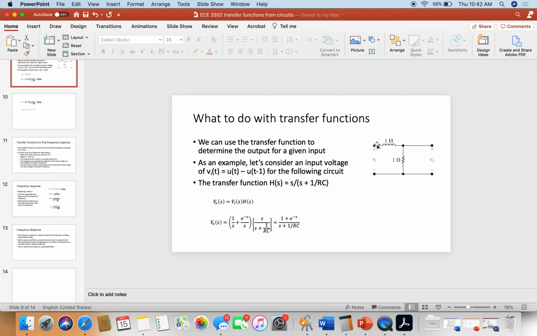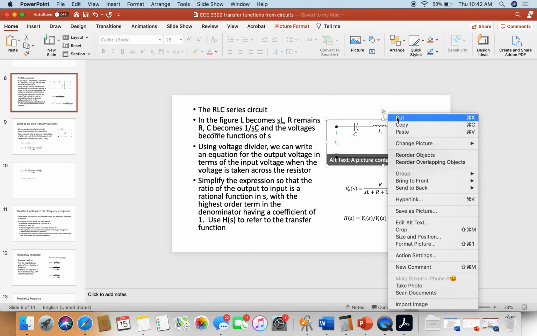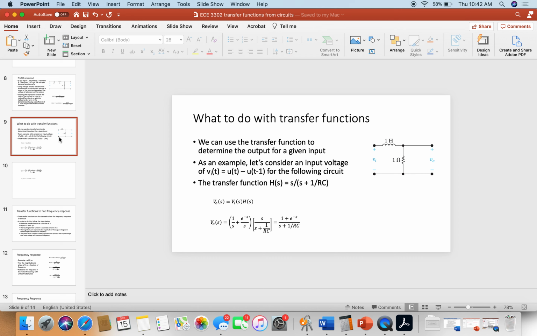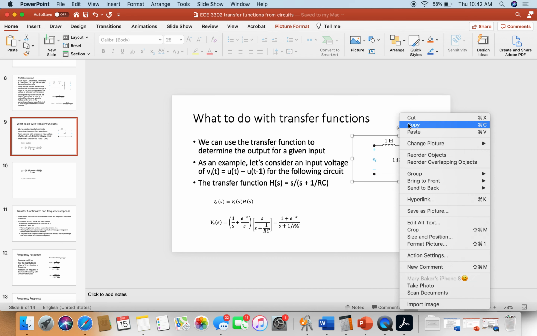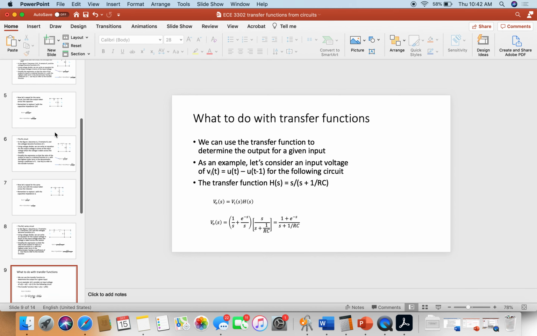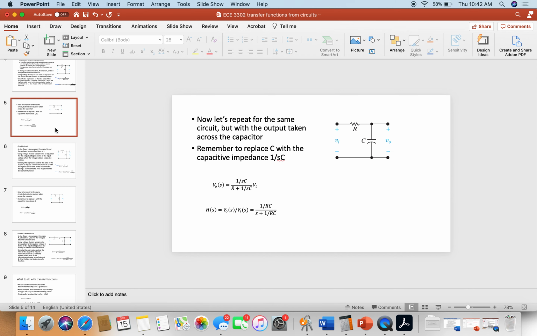And what in the world am I doing here? I think I actually have the wrong figure, because what I really need is the figure for the RC. So let me come back and fix that. Let me cut this figure out and replace it with the appropriate RC.